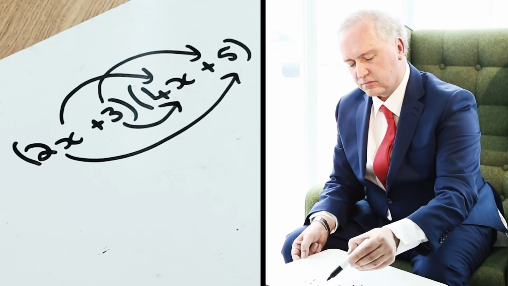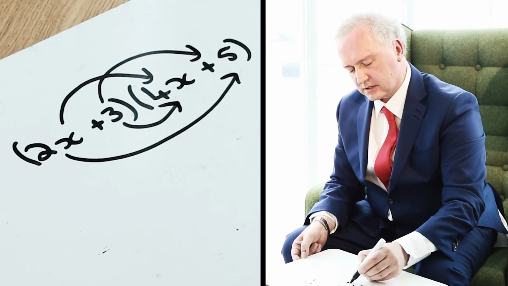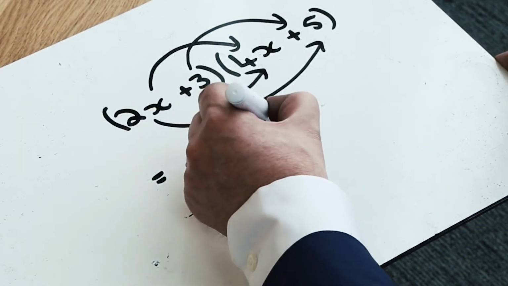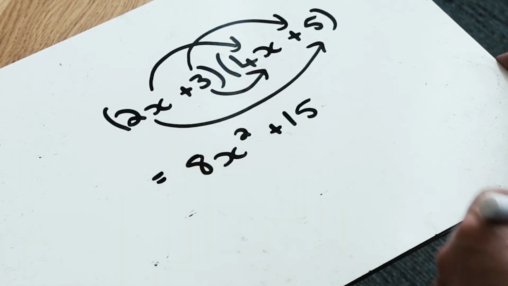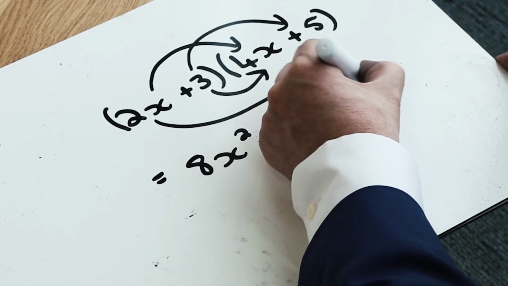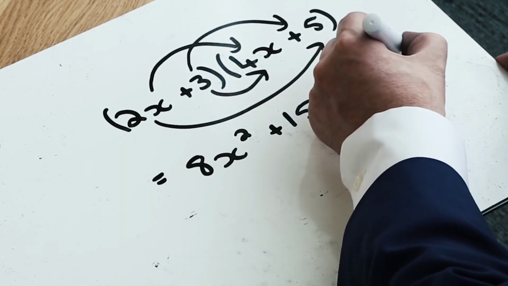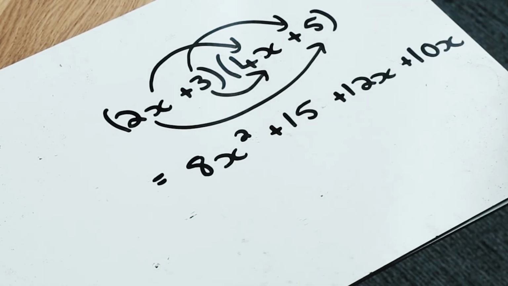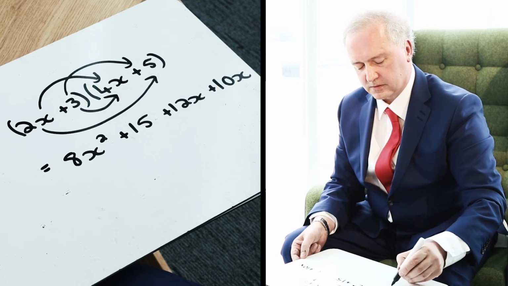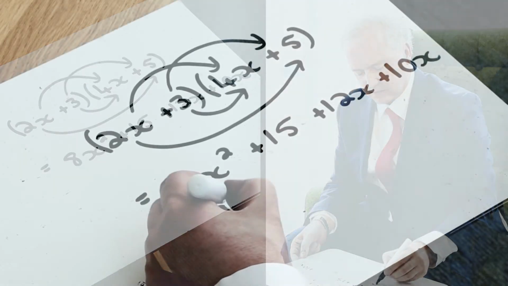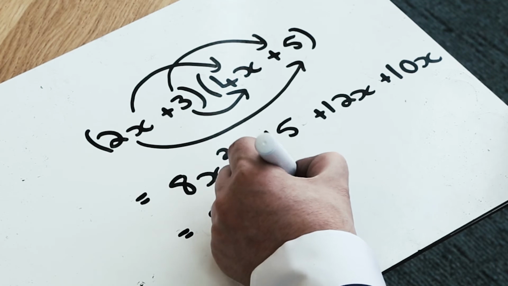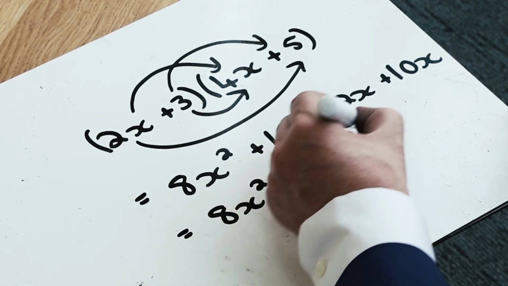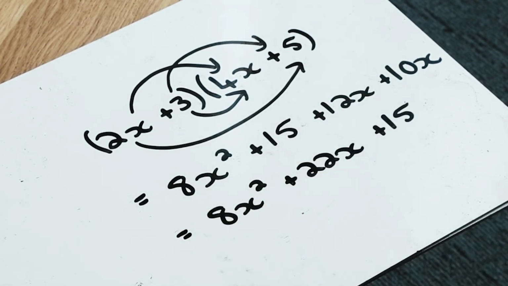This eyebrow here produces 3 times 5, so that's going to give me 15. And the nose here, 3 times 4x, gives me 12x. And then I have the smile here, 5 times 2x is 10x. If I now just tidy things up, I've got 8x squared plus 22x plus 15, which is indeed the correct and final answer.